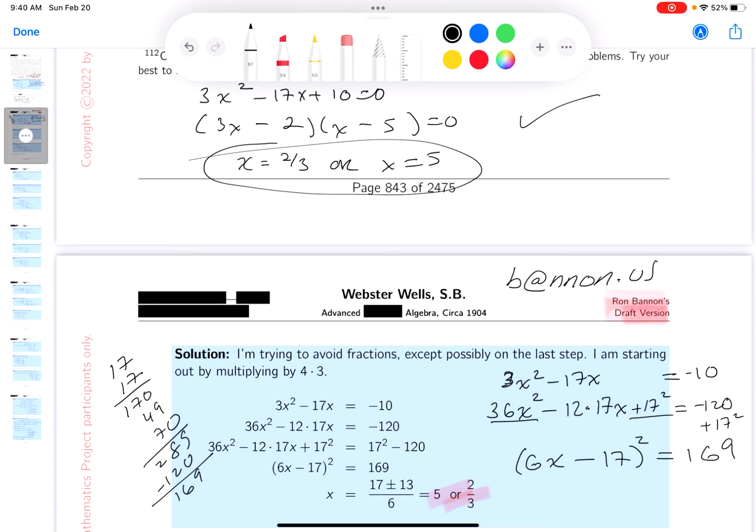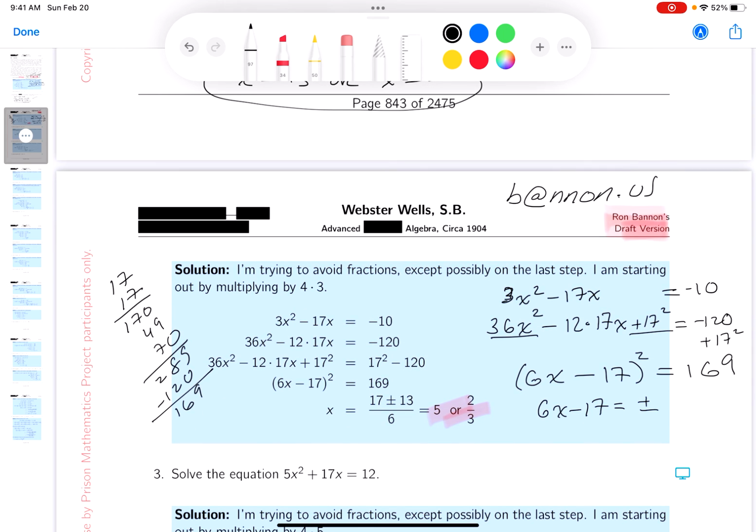All right? Then what do I do? I use the square root rule, and what do you get? 6x minus 17 equals plus or minus the square root of 169. As expected, it's going to be simple. It's 13. And what do you get now? 6x equals 17 plus or minus 13. X is going to be equal to 17 plus or minus 13 over 6. And I have to do the arithmetic now. So x equals, well, let's see, 17 plus 13, that's going to be 30. And 30 divided by 6 is 5.